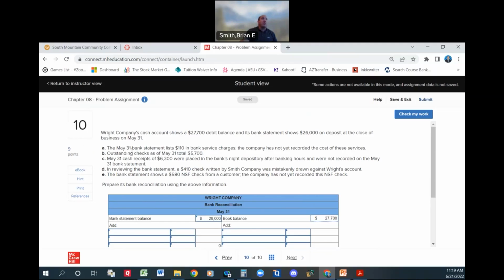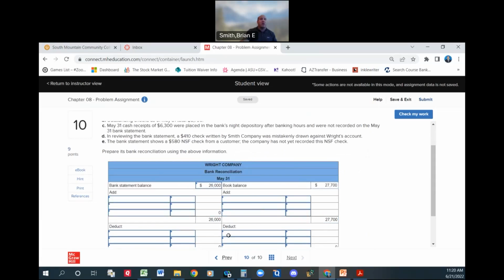The May 31st bank statement lists $110 in bank service charges. See, this is better than the one I showed you in the snippet video because this says bank service charges. It doesn't say debit or credit because we're not dealing with debits and credits, and the debit and credit use by banks just makes accountants want to barf. So this is a bank service charge. This is a fee. The bank statement shows it, but we don't have it on our books.